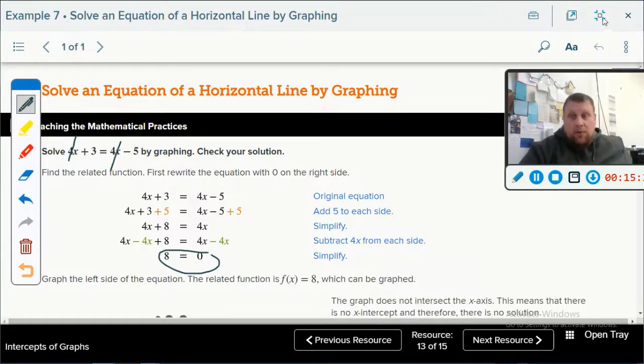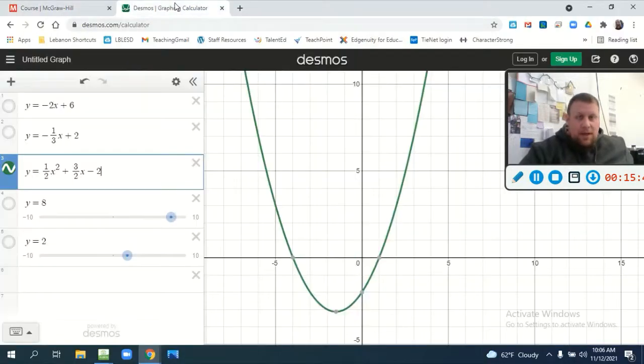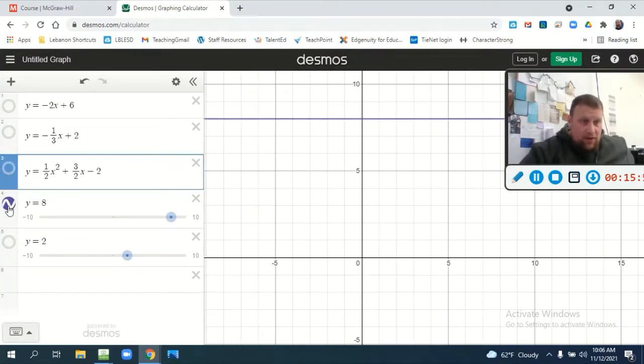And you'll notice, once again, I did this in Desmos. I did just y equals 8. And let's turn off the last graph, turn this on. And look, there's a horizontal line at y equals 8. But notice, remember, a solution has to pass through the x-axis. This will never pass through the x-axis.